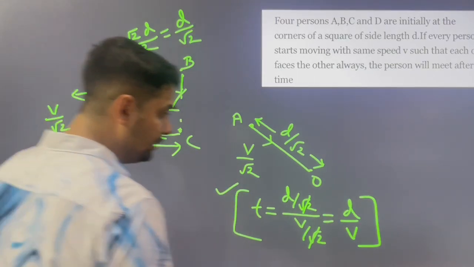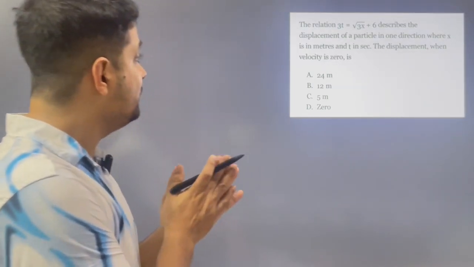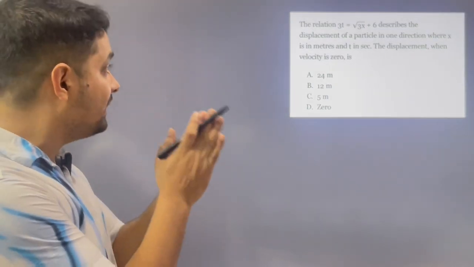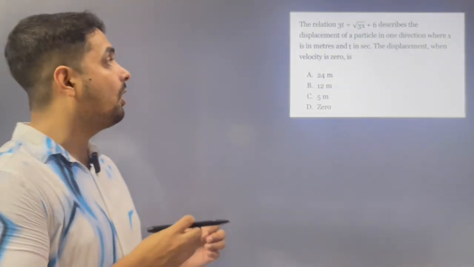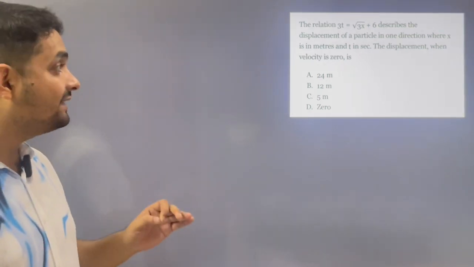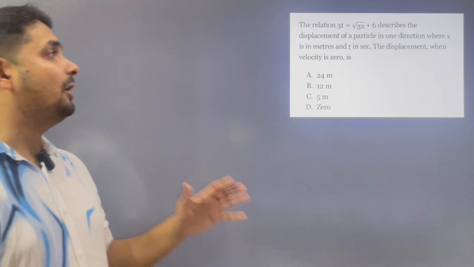Okay, we'll go for the next question. So what is the next question? The next question is: the relation 3t equals root 3x plus 6 describes the displacement of a particle in one direction, where x is in meters and t is in seconds. The displacement when velocity is 0.